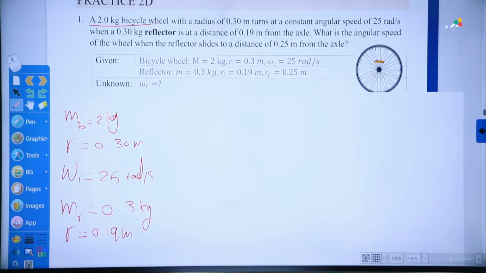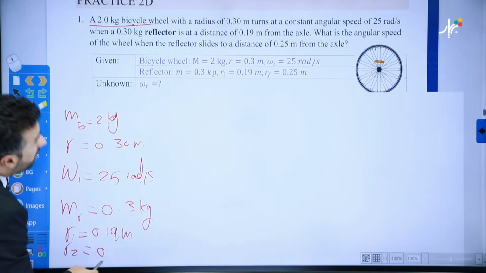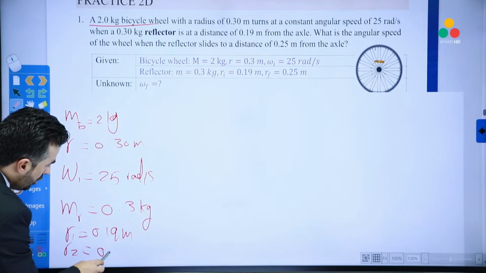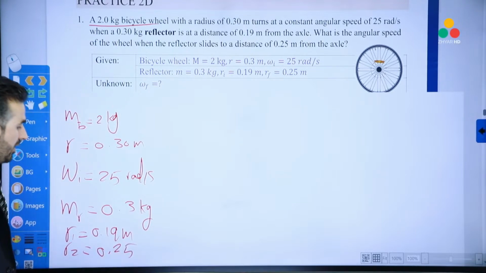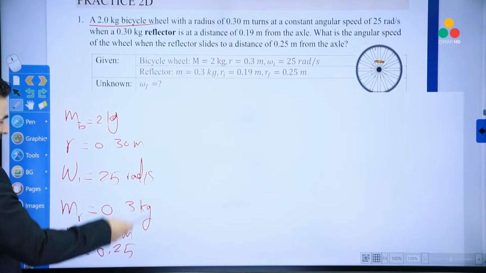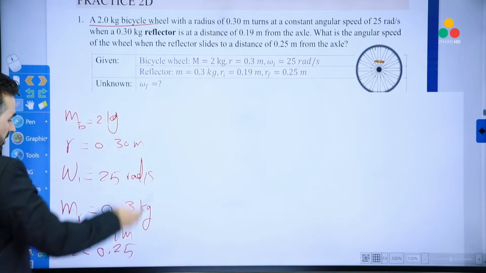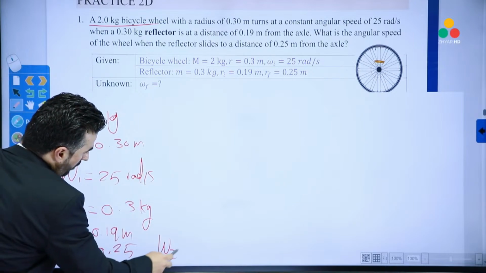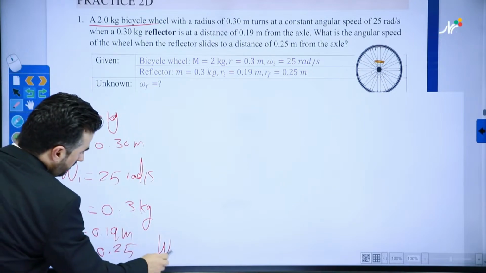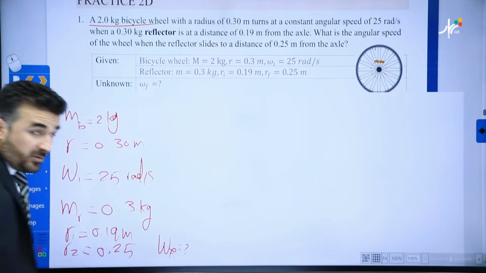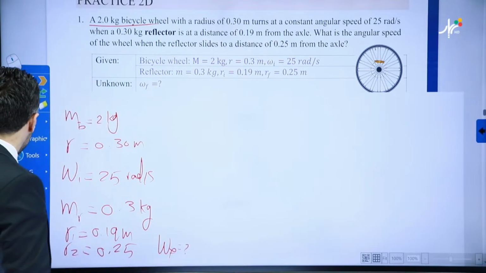What is the angular speed of the wheel when the reflector slides to a distance of, so if this was R1, R2 is going to be 0.25. What is going to be the omega final, or final angular speed? So let me write it down here. What is the final angular speed? Remember, we said we're going to do this in one step, yes?